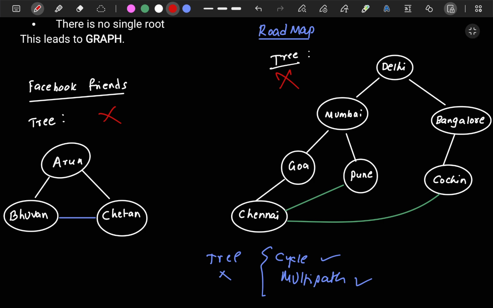Right, so this is why graph is so popular and it is widely used in all real world examples. Maybe Uber, Ola, Facebook, Instagram, you name it. Most flight routes, everywhere the graph data structure is used. Okay, so it's very important and I hope you understood.